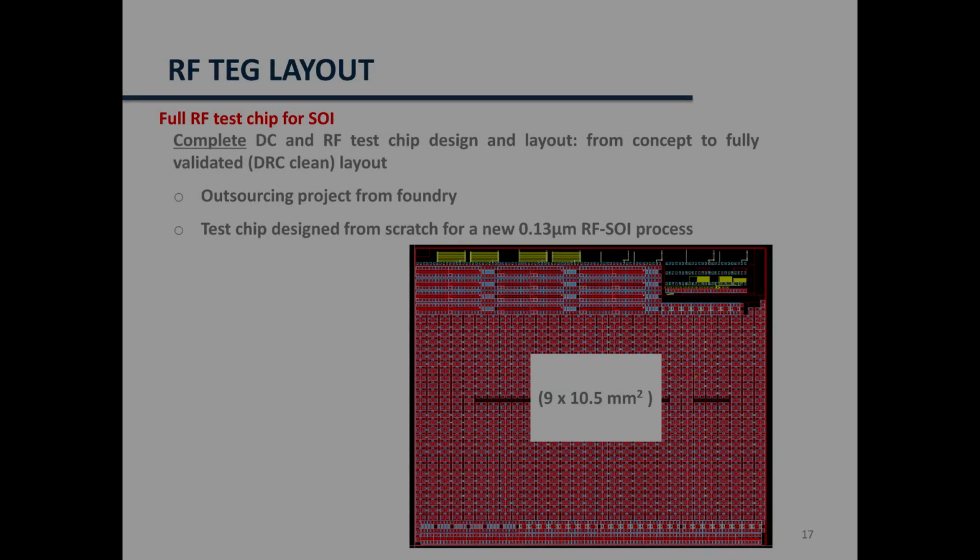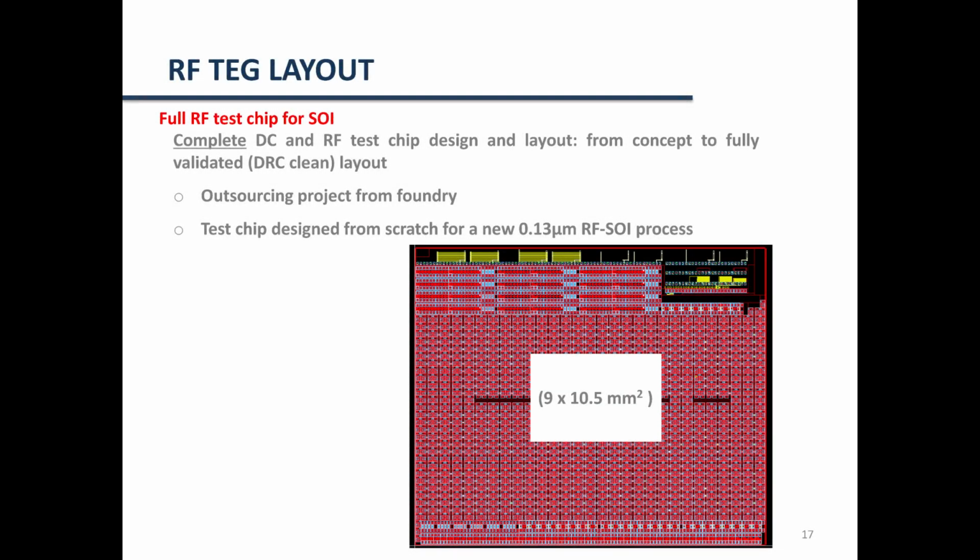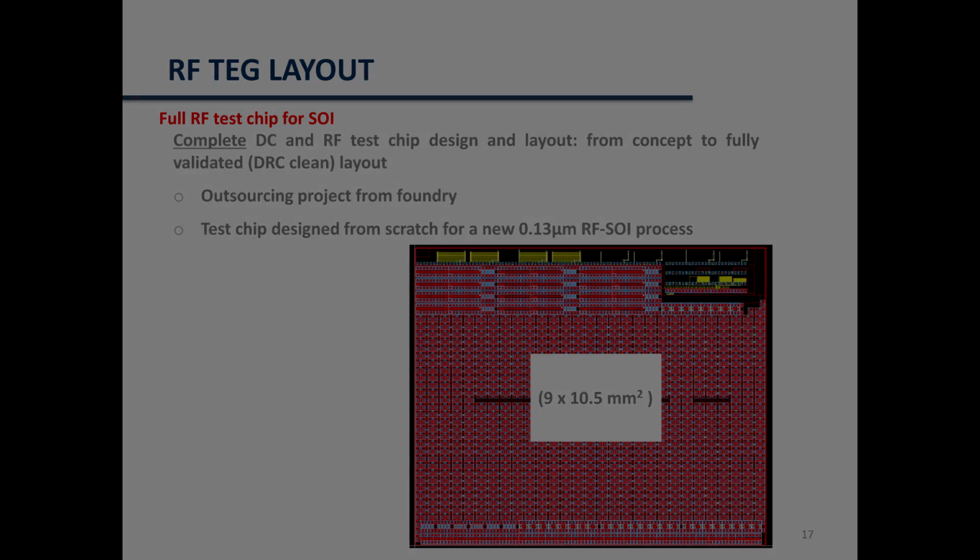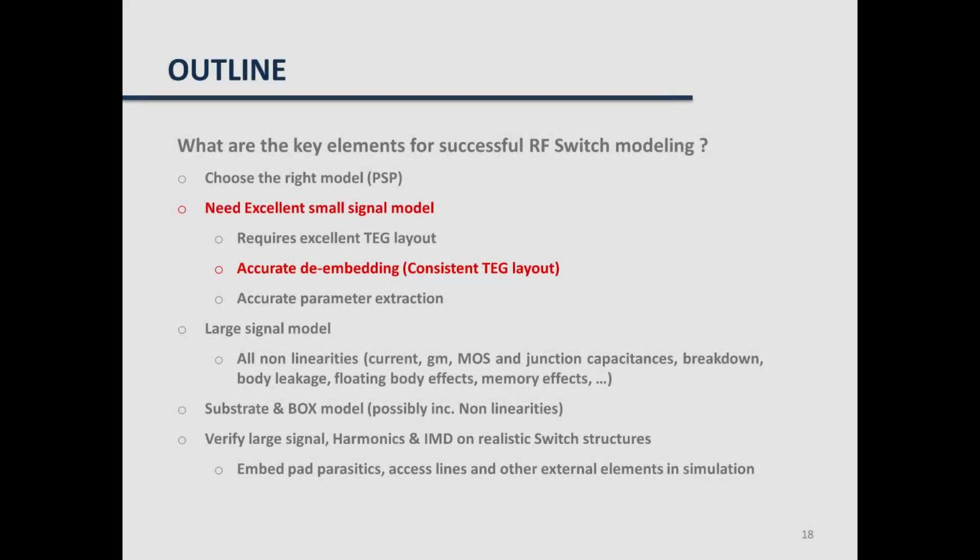This is an example of the layout of a full RF test chip for an SOI process. This is a complete DC and RF test chip design and layout, from concept to fully validated DRC clean layout. This was an outsourcing project from a foundry. The test chip was designed from scratch for a new 0.13 RF SOI process. Let us have a look at the outline.